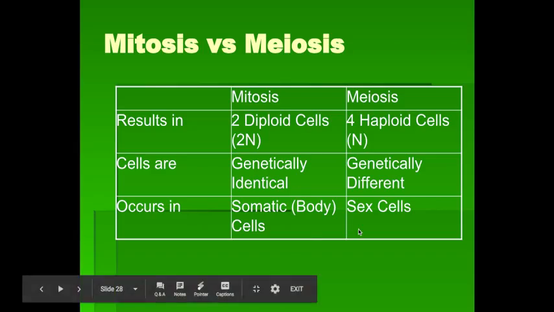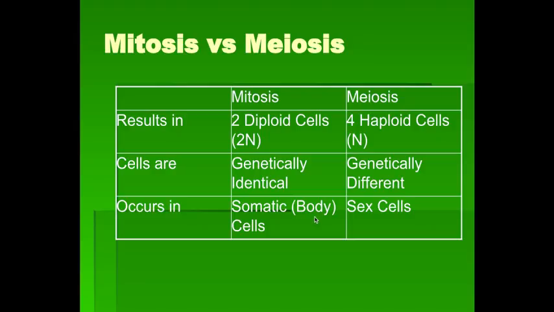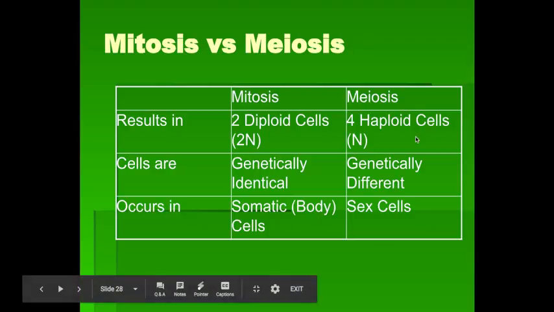And here's just a little chart that is comparing the two types of cell division. Mitosis gives us two diploid cells. The cells are genetically identical, and it only happens in somatic or body cells. But then meiosis has 4 haploid cells. They're genetically different, and it only happens in sex cells.